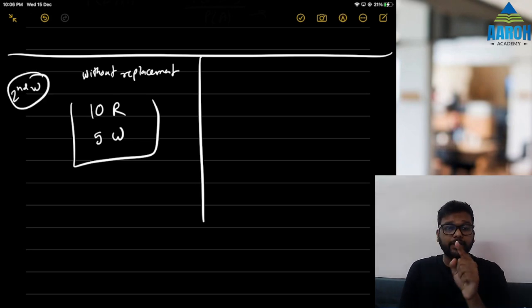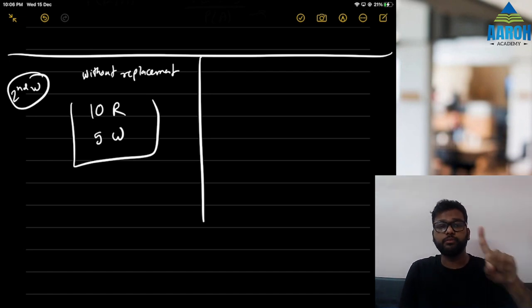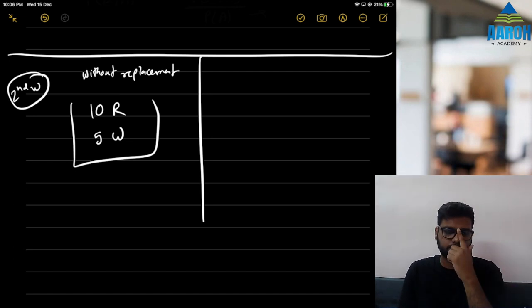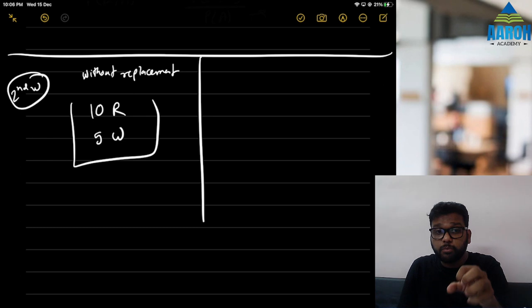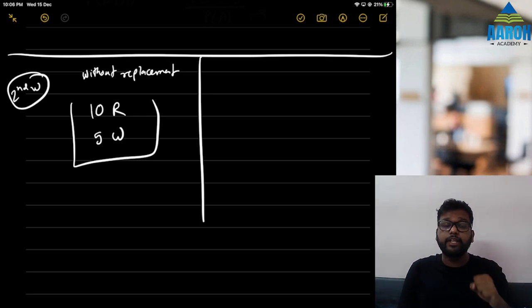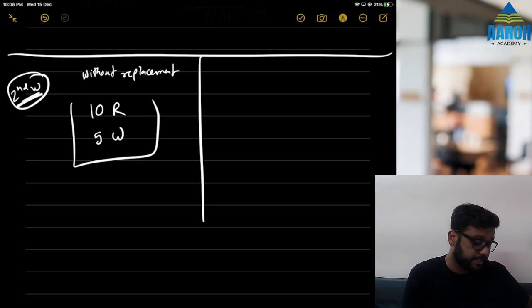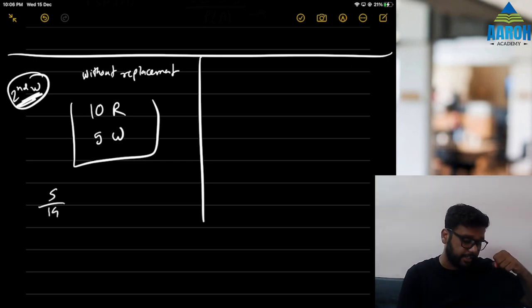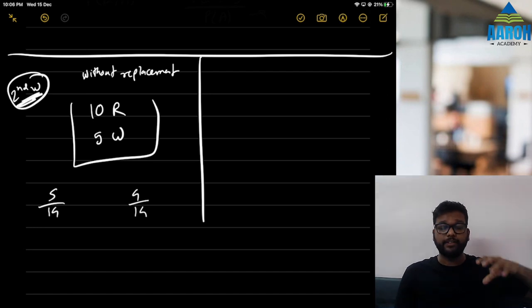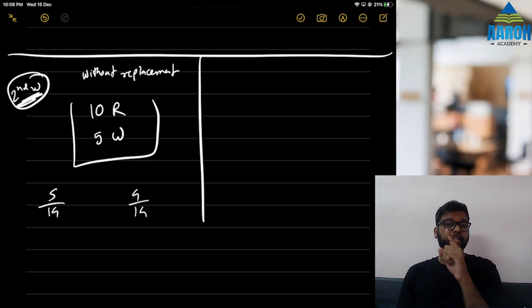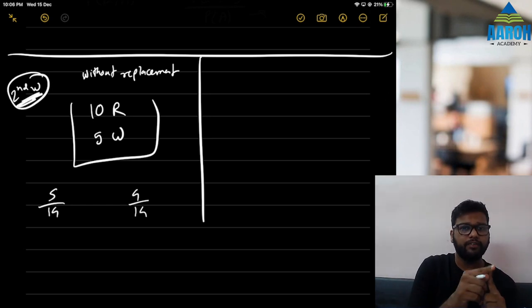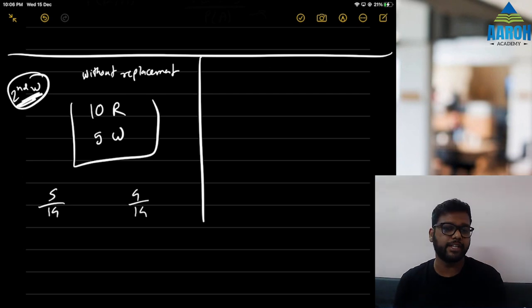Now can I say that the probability depends on the first ball? Yes, sir. Because if the first ball is red, then the probability of the second ball being white is going to be 5 out of 14. But if the first ball is white, then it is going to be 4 out of 14. So in such cases, we can see whether the happening of one event affects the other event or not. If it affects, then they are not independent, otherwise they are independent.